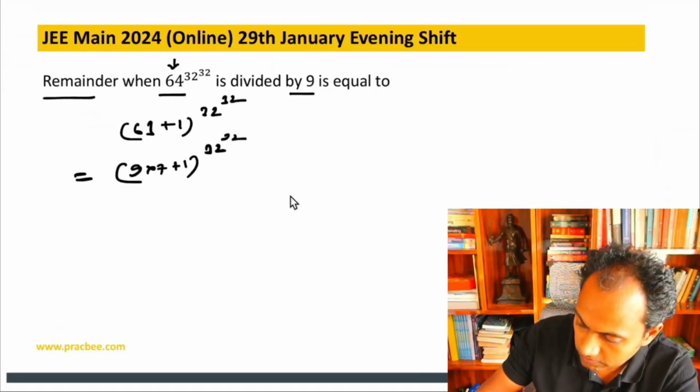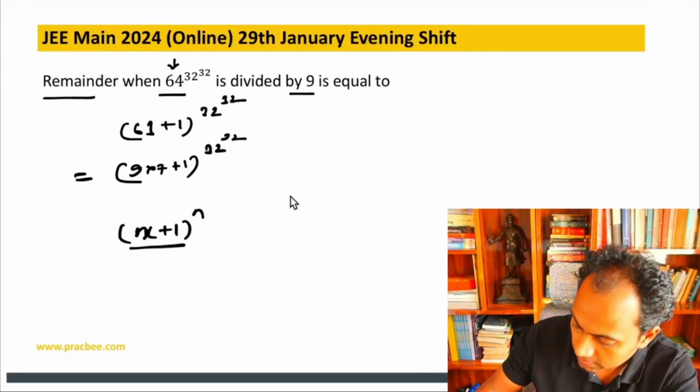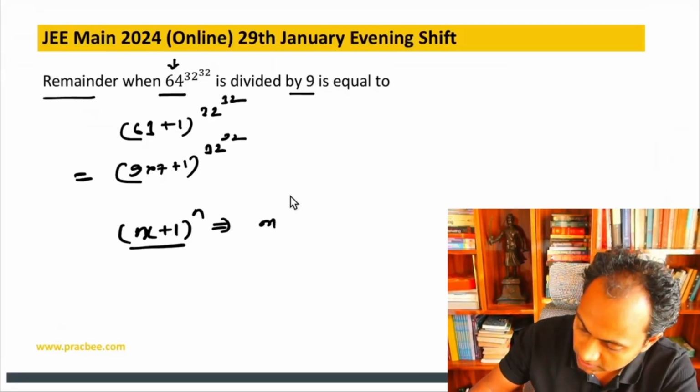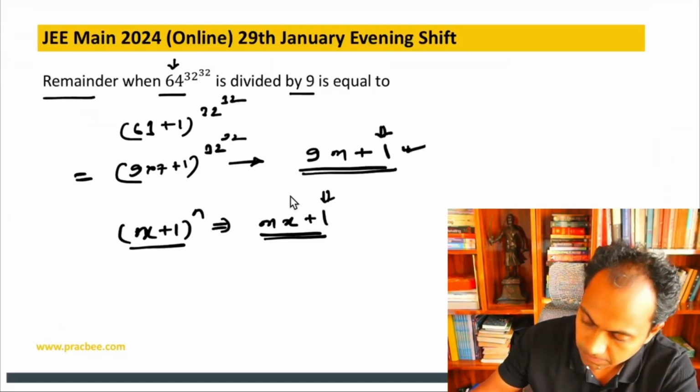Now we know from the shortcut that if you have x plus 1 raised to the power n, after binomial expansion this can ultimately be expressed as mx plus 1 type. So the remainder will become 1. So in this case also it can be written as 9 into some multiple plus 1. Hence the remainder will become 1.